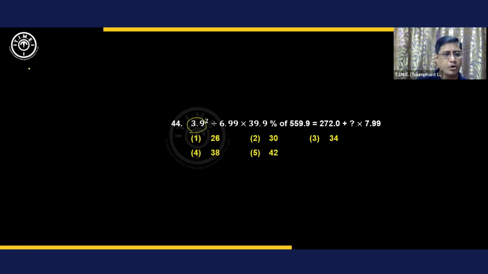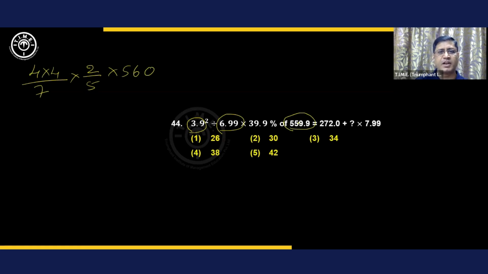Here 3.9, approximately it is 4. Square means 4 into 4, or you can write 16 divided by approximately here 6.99. That is how much? 6.99 means it is 7. Now simplify. 39.9% means here 40%. 40% means 2 by 5 of 560. So the value approximately 560 is equal to 272 plus question mark into 8.